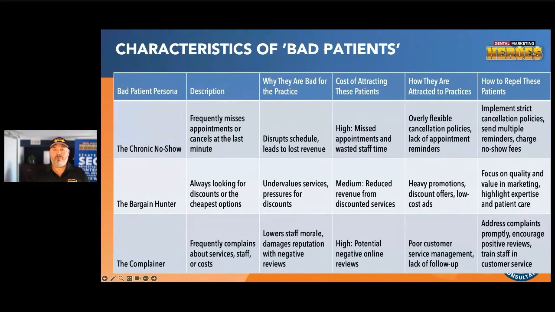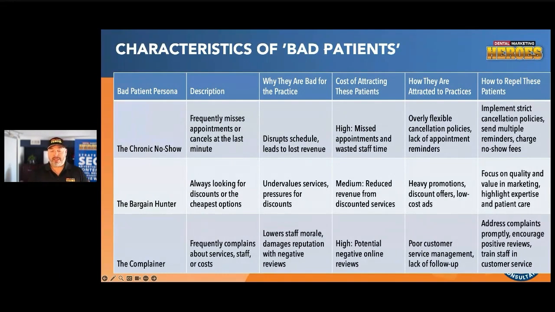The next one is the complainer. We all dislike the complainer. These people frequently complain about your services, your staff, your costs, your billing, your chairs, your parking, your hours, you name it, they are the complainers. Why are they bad for your practice? They lower staff morale. They can damage your reputation with negative reviews. And quite frankly, they make it a very challenging place for your staff, but also for other patients when they hear the complaining. The cost of attracting these patients is actually very high. The potential for negative online reviews is huge.